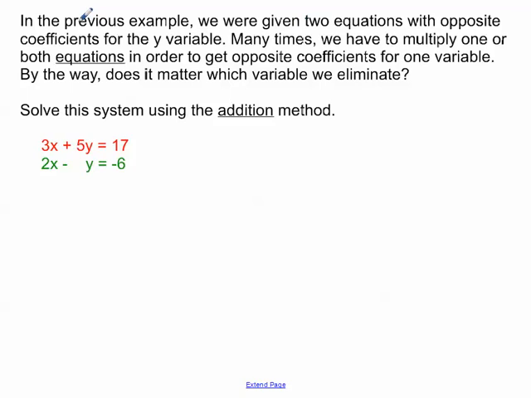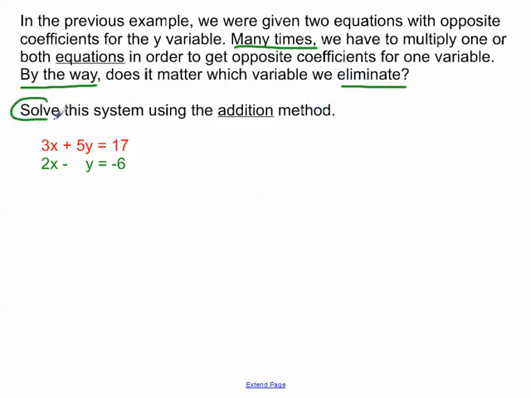In the previous example, in 4.3a, those two equations already had opposite coefficients. That's not always the case, and in fact many times, probably often if not always, we'll have to multiply one or both equations to get opposite coefficients for one of those variables so we can add them up and cancel. And I guess, by the way, does it matter which variable we cancel? Do we eliminate x's or do we eliminate y's? Probably whatever is easiest to eliminate, and that's just getting used to it and having some experience as well.